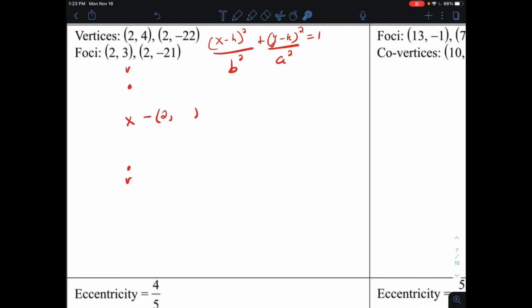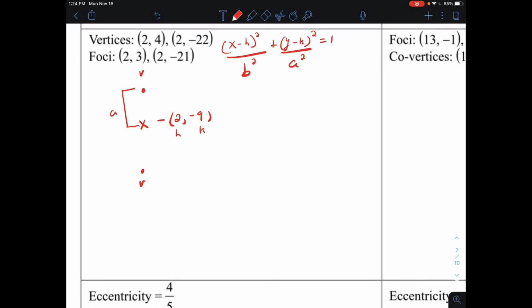And that's going to be the location of my center. You can always just average the y. So 4 plus negative 22 is negative 18, divided by 2 gives me negative 9. So there's my center for h and k. The distance from my center to a vertex is going to give me a. And so how far away is negative 9 from negative 22 or from positive 4? And so a is actually 13.